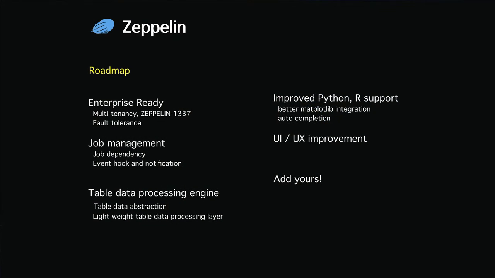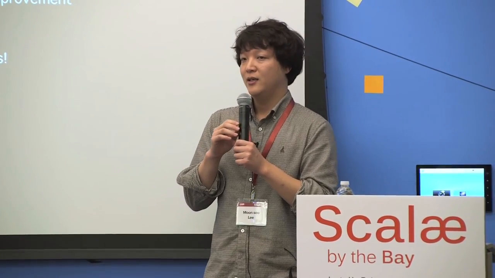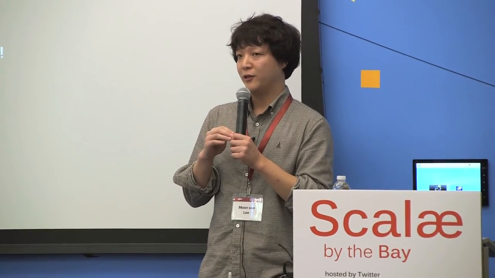And we have more roadmap on the enterprise side, actually. Except for authentication and authorization, there can be more enterprise-level features, especially multi-user support, like, for example, impersonation. We are working on it in progress.